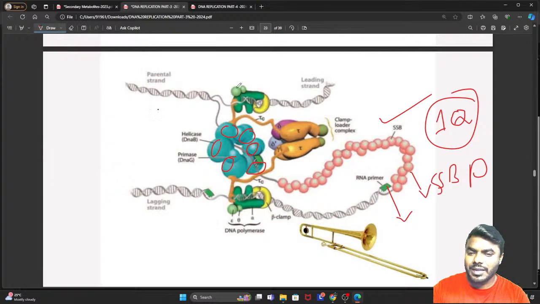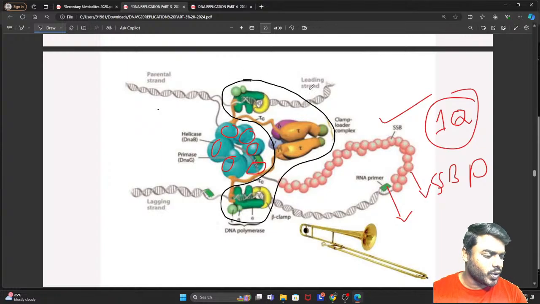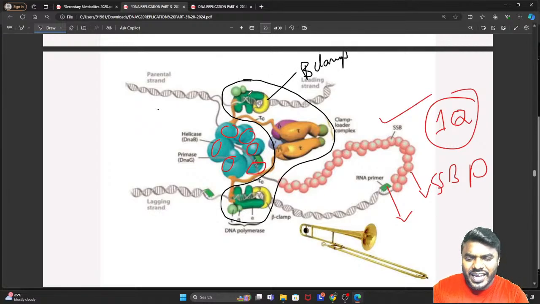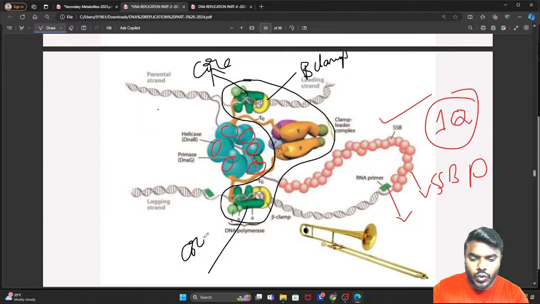Whichever I am drawing in the black color, this is entirely DNA polymerase enzyme. See how beautifully they represented. What is this, friends? The yellow color one, whatever you can see, is the beta clamp. The green color one, whatever you can see, is the core enzyme. I hope you are getting me correctly. Same. This is the core enzyme and this is the beta clamp.